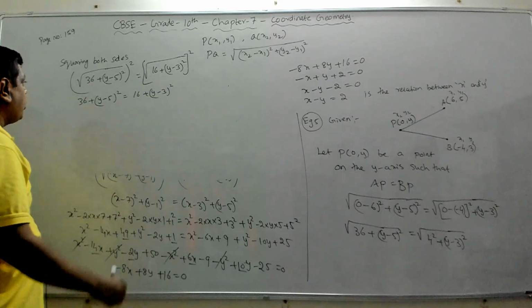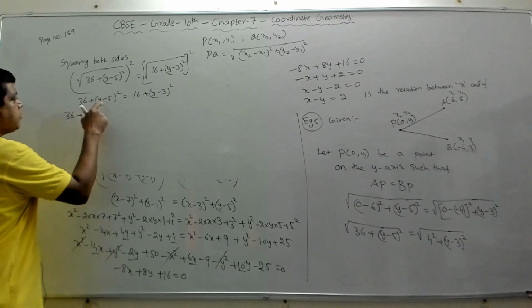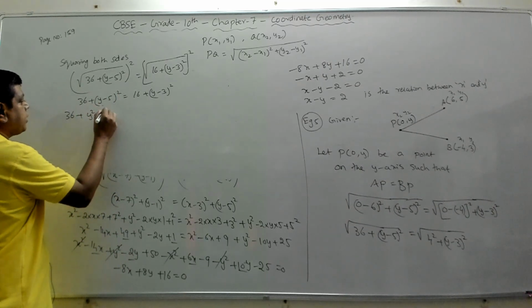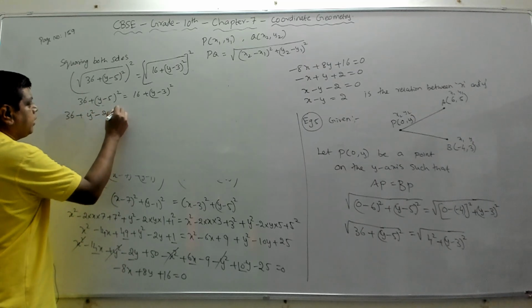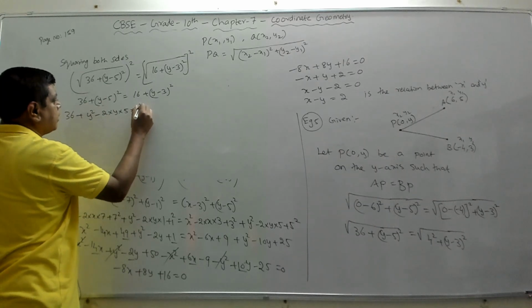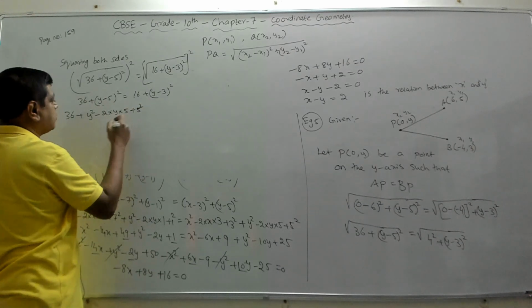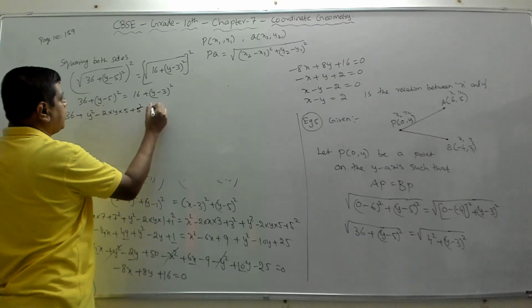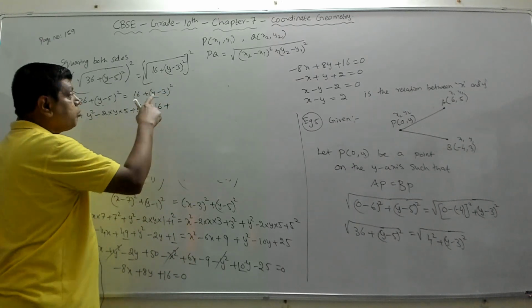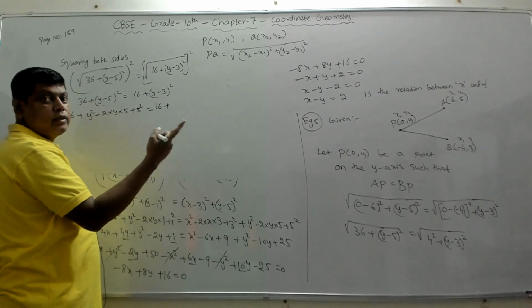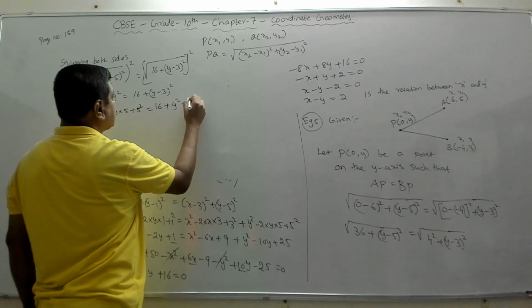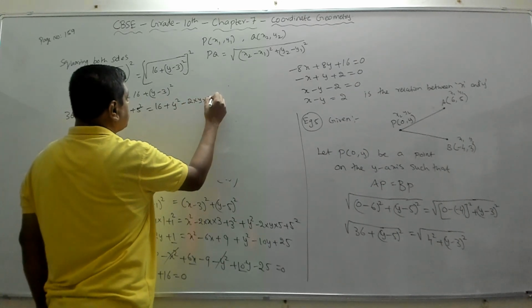Now that becomes 36 plus, here we should apply (a minus b) the whole square and expand. So a is y, a square minus 2 into a, which is y, into b, which is 5, plus b square, which is 5 square. So a square minus 2ab plus b square equals 16 plus, here also we should apply (a minus b) the whole square. But don't put (y minus 3) the whole square as y square minus 3 square. No, right? It is a square minus 2 into a into b plus b square.